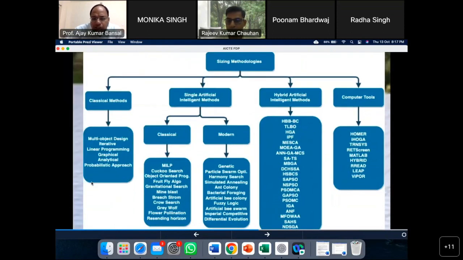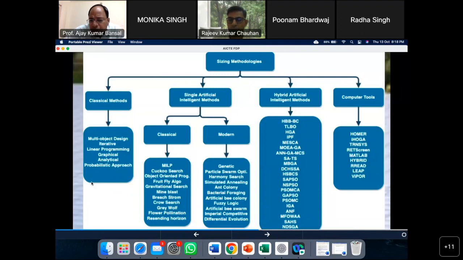As we have discussed, there are a lot of optimization algorithms available. We have sizing methodologies with classical optimization methods like linear programming, graphical method, analytical method. Nowadays many artificial intelligence algorithms are coming up, and they can be classical or modern optimization algorithms. Some classical ones are cuckoo search, object oriented programming, fruit fly, gravitational search, mine blast, brain storm, cow search. Modern optimization algorithms include genetic algorithm, particle swarm optimization, harmony search, ant colony, bacteria foraging, etc.